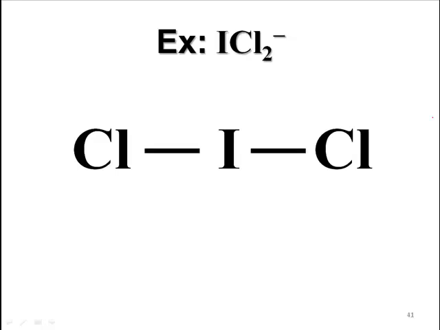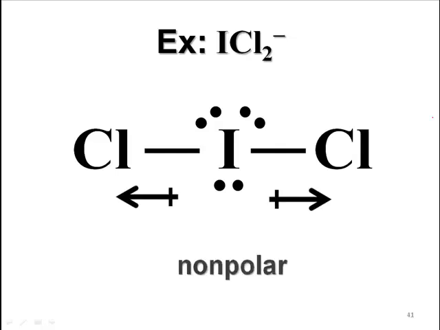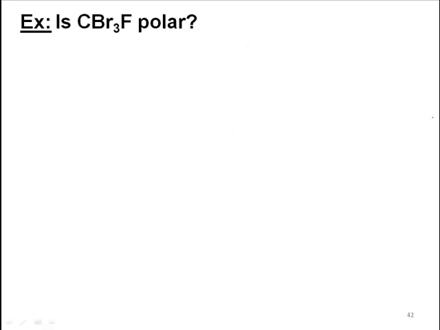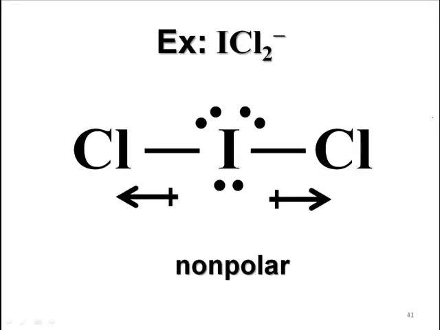ICl2 minus, drawing the Lewis dot structure. It's got lone pairs, but it's not polar. Why not? Why isn't it? It is because the dipoles cancel out.